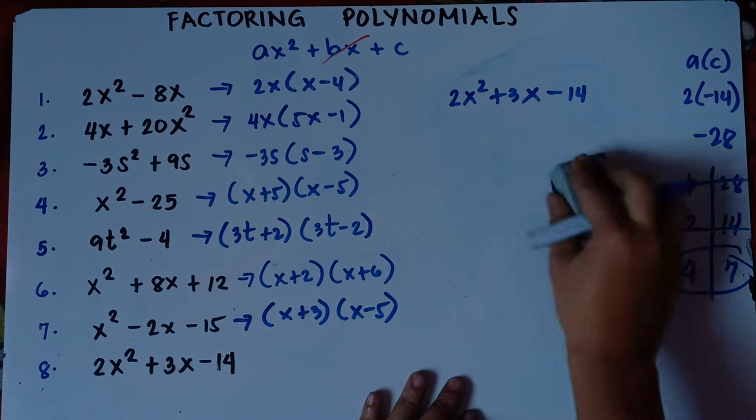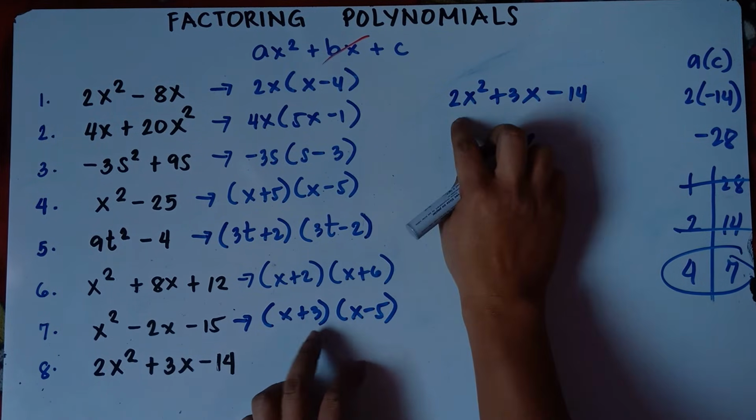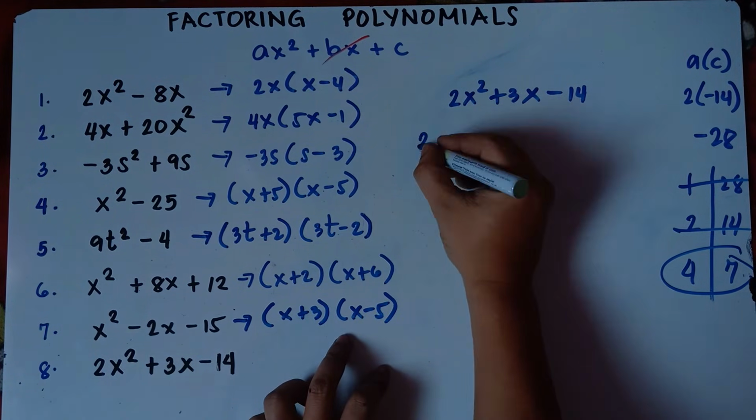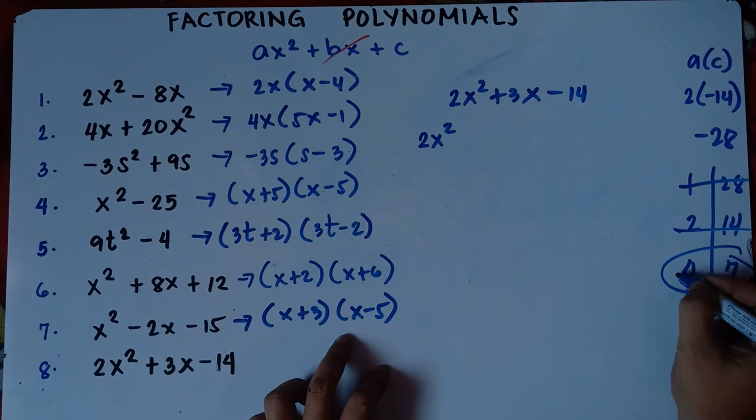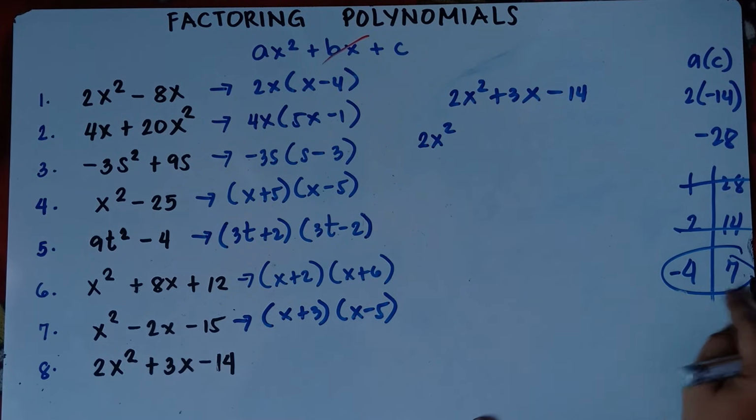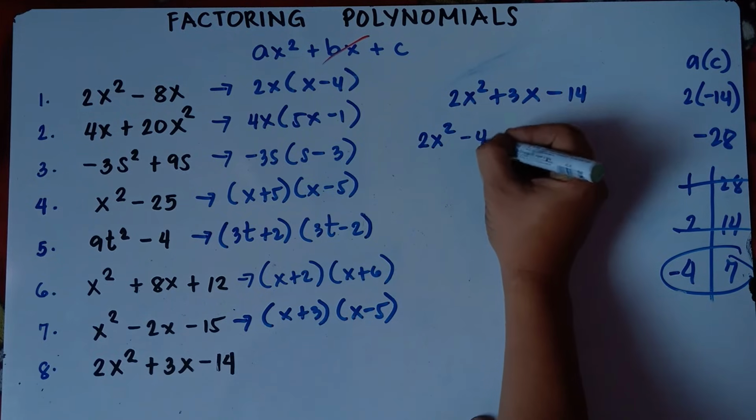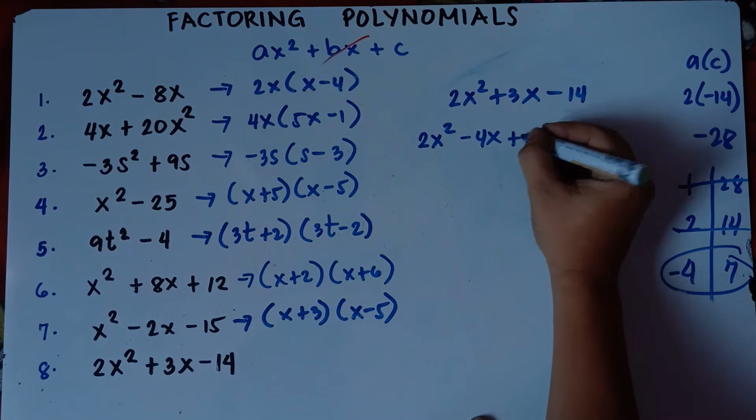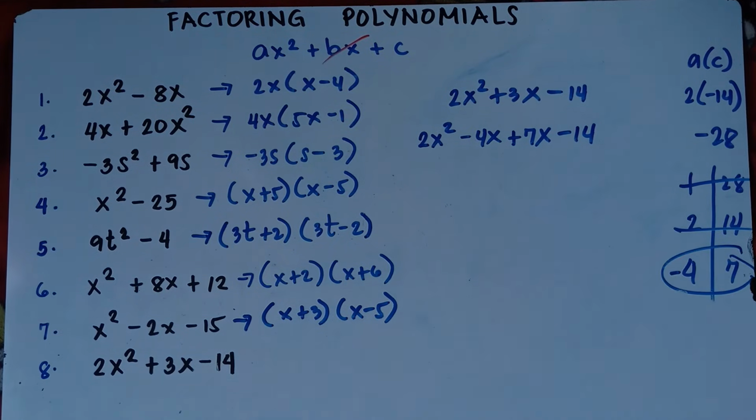Alright, so we cannot factor this out easily like this. The thing that you will do is copy the first term, so this will be 2x squared. Then 7 is positive and 4 is negative, because when you multiply you get negative 28, and when you combine you get positive 3. So copy negative 4x, copy positive 7x, then copy negative 14.